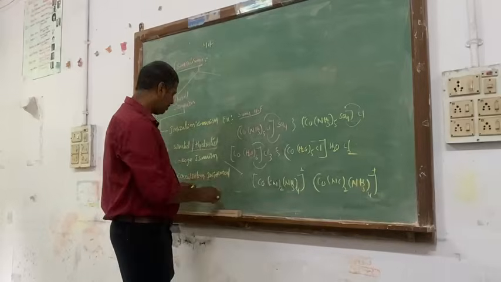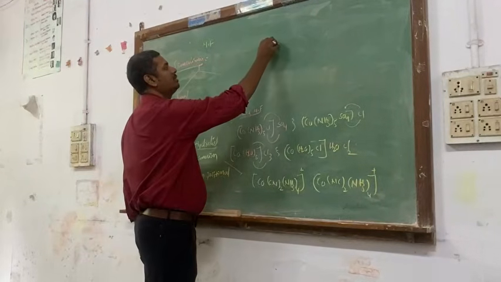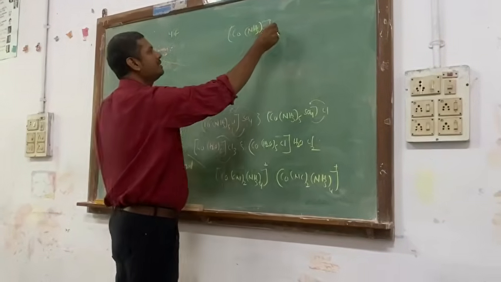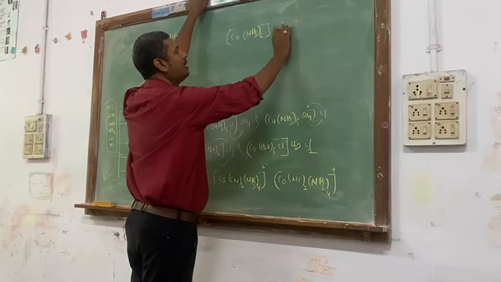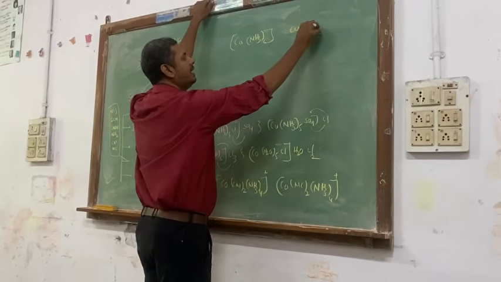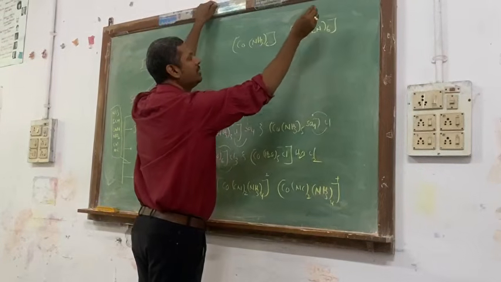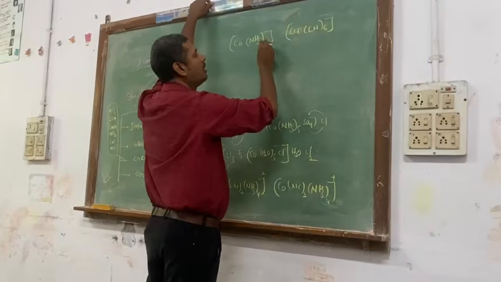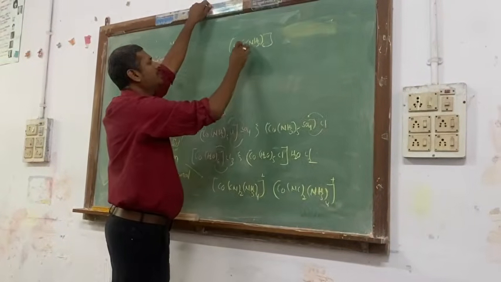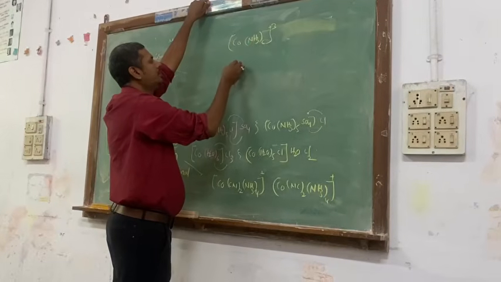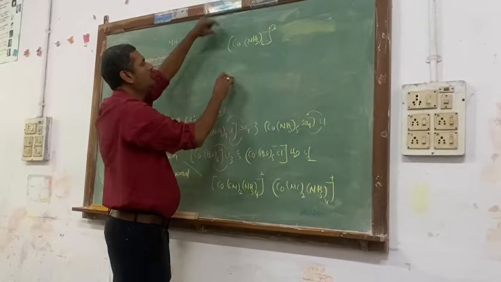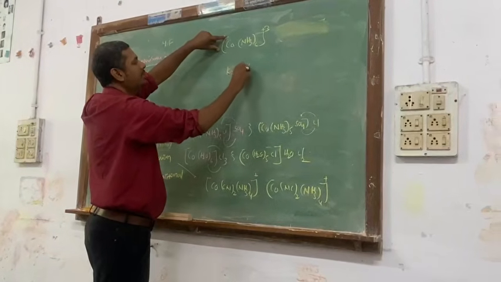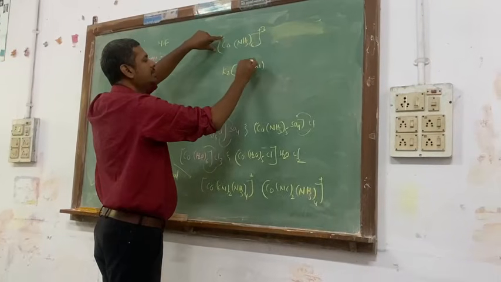Next example: coordination positional isomers. For example, hexaammine cobalt(III) and copper hexacyanide, that is, hexacyanide copper and hexaammine cobalt(III). Next also potassium platinum hexacyanide.